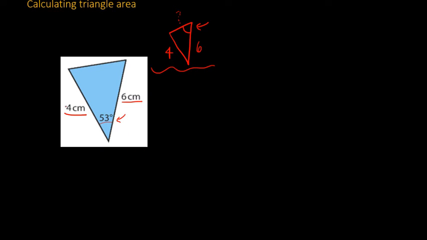So I've got two sides of the triangle and their included angle, and I'm going to use my formula, which tells me that area is equal to 1/2 AB sine C. So my A and my B are my sides, okay? And it doesn't matter which one I assign to which because they're just being multiplied together.